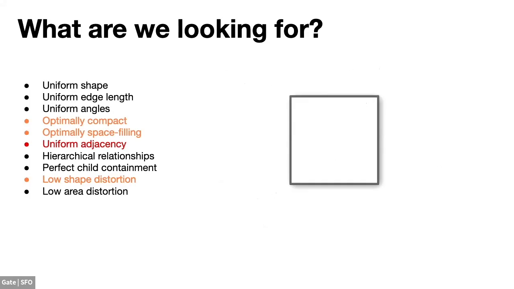So just to review, we've got the square as one of our top candidates. Squares have a lot of good properties, especially the perfect child containment, but they're not great for being optimally compact. They're not great for being space filling. And they don't have uniform adjacency. And so for a whole variety of algorithms, especially ones that Uber happens to be really interested in, that's a big problem. And then it's also hard to get low shape distortion in a lot of cases.